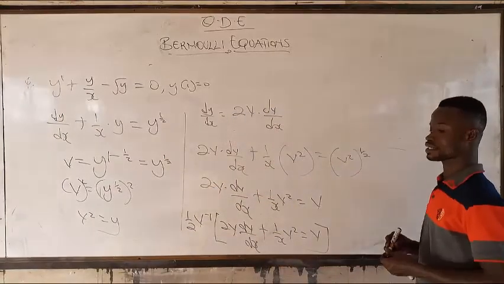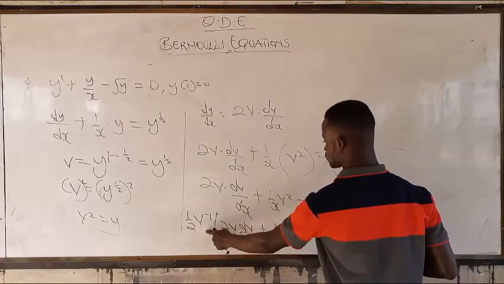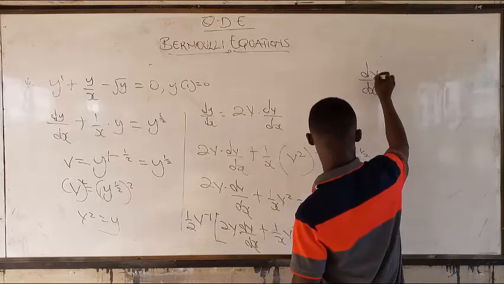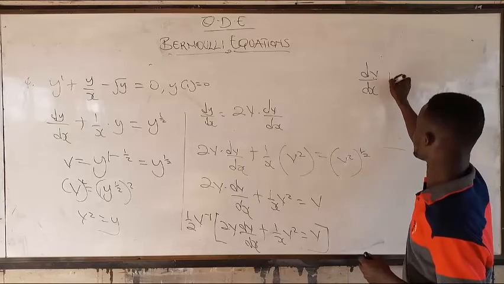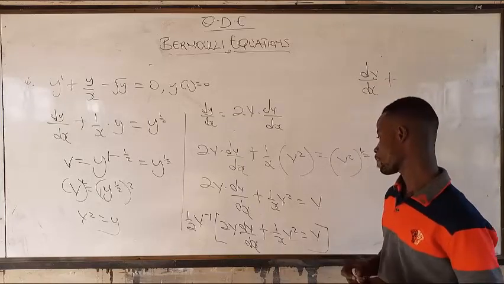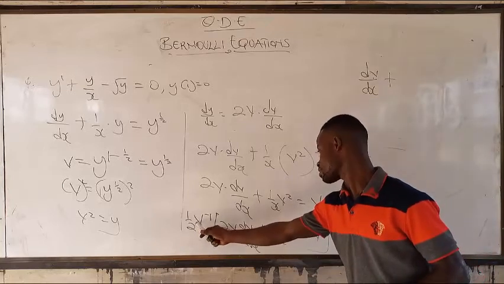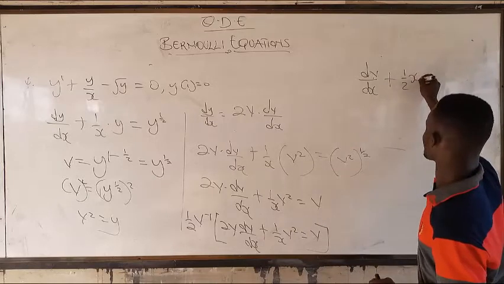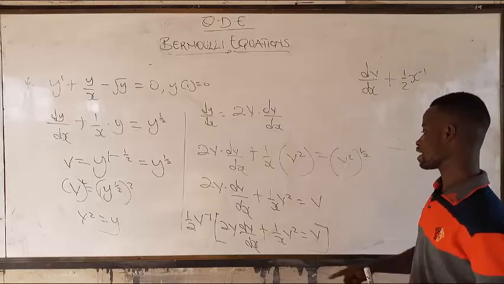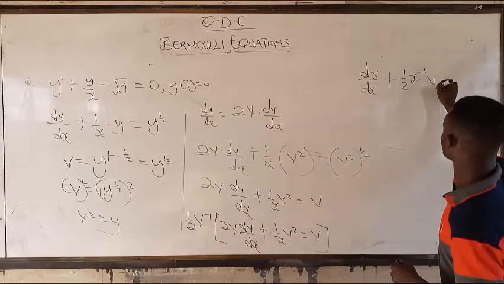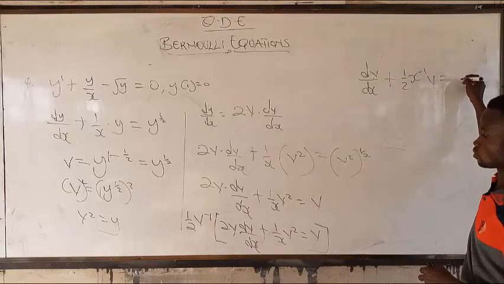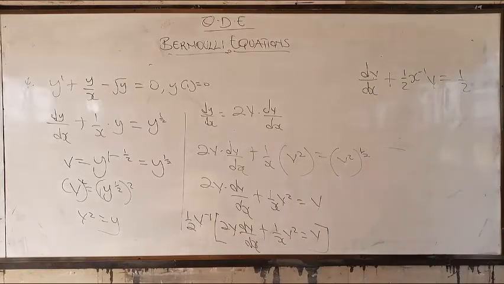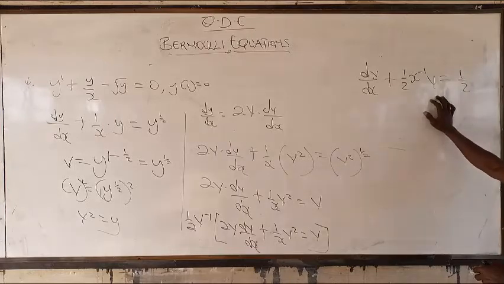We want to get a linear equation. So we get dv/dx plus. Now watch. This to this, we are going to get half, and here is x to the negative 1. Then this to this, we get v is equal to half. So now you can see that this is linear.